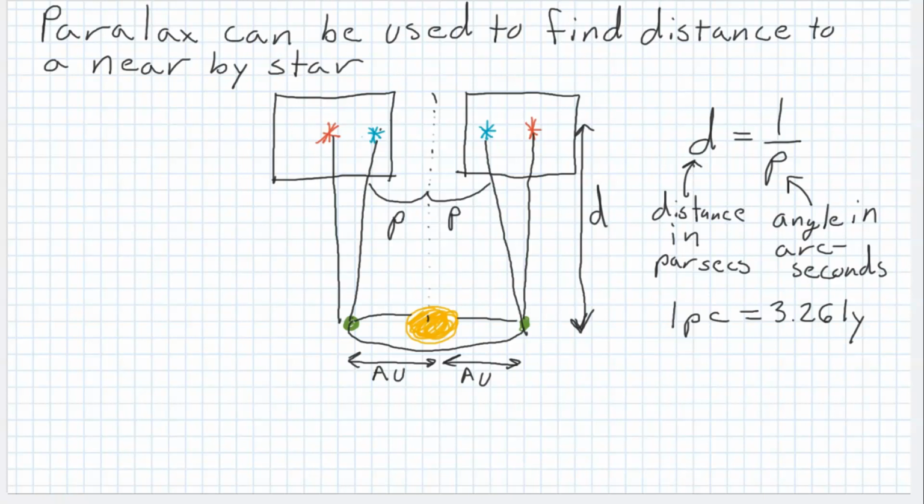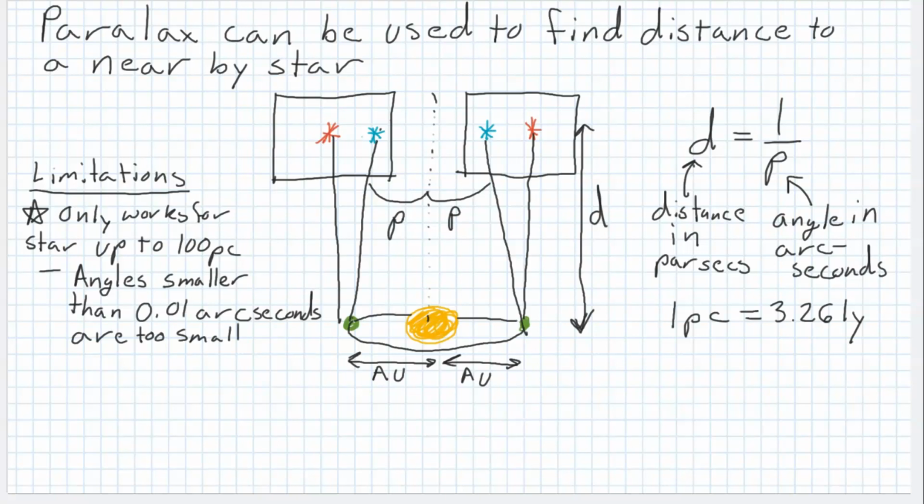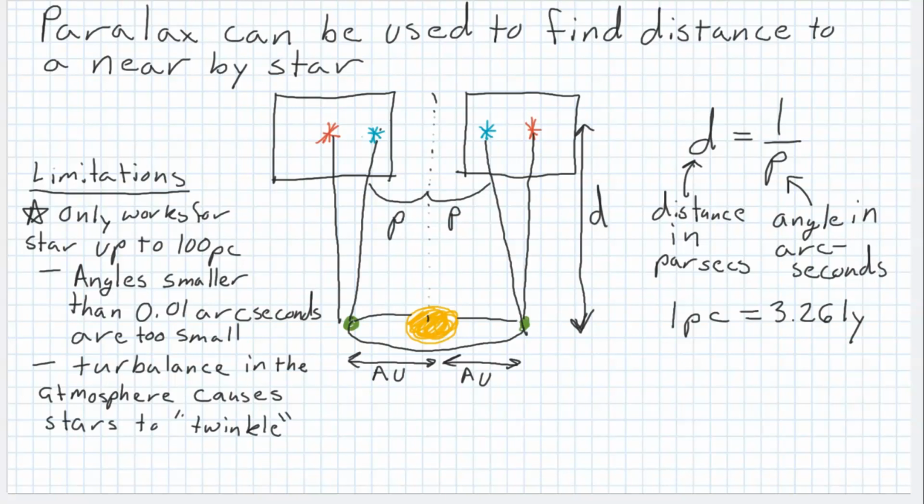It's important to make sure your equation is in these units, arc seconds and parsecs, otherwise this equation won't work correctly. While this is a really useful way to measure distances to stars and other astronomical objects, it has some limitations. It'll only work for a star up to 100 parsecs away from our solar system. This is because angles smaller than 0.01 arc seconds are difficult to measure from the surface of the Earth. Turbulence in the Earth's atmosphere causes stars to appear to twinkle, which makes small angular measurements impossible.